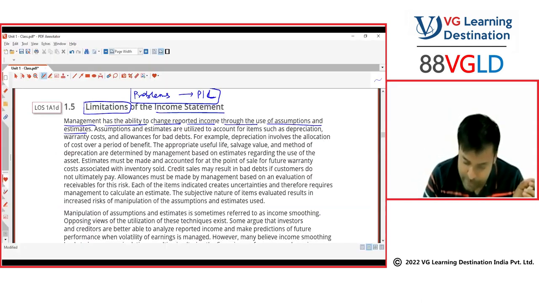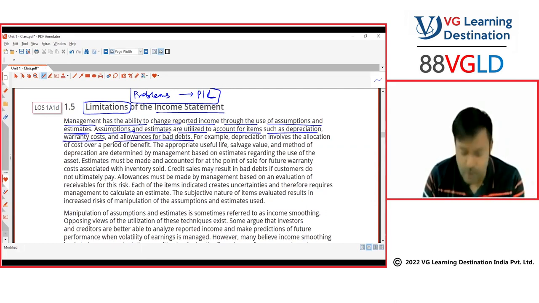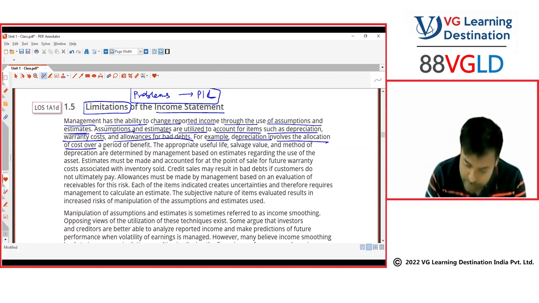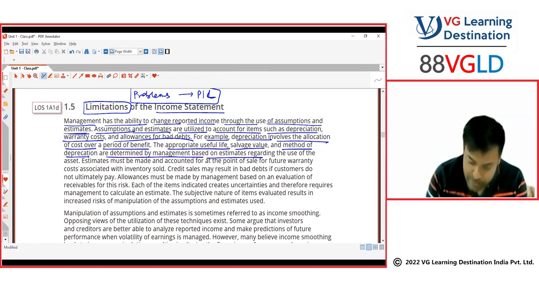Management has the ability to change the reported income through the use of assumptions and estimates. Assumptions and estimates are utilized to account for items such as depreciation, warranty cost, allowances for bad debt, so provision also in that case. For example, depreciation involves the allocation of the cost over a period of benefit. The appropriate useful life, salvage value, and method of depreciation are determined by the management based on the estimate regarding the use of the asset.